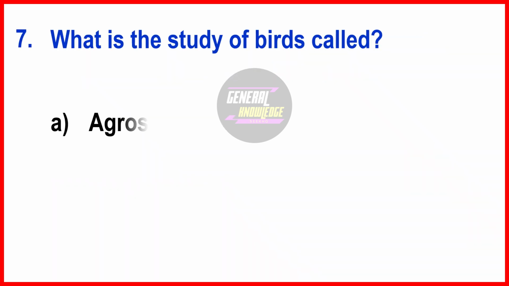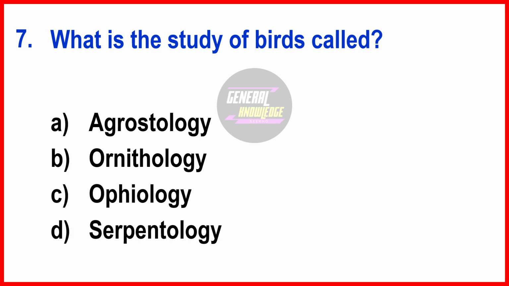Question number 7. What is the study of birds called? The right answer is option B, ornithology. It is a branch of zoology that focuses on the scientific study of birds, including their biology, behavior, and ecology.